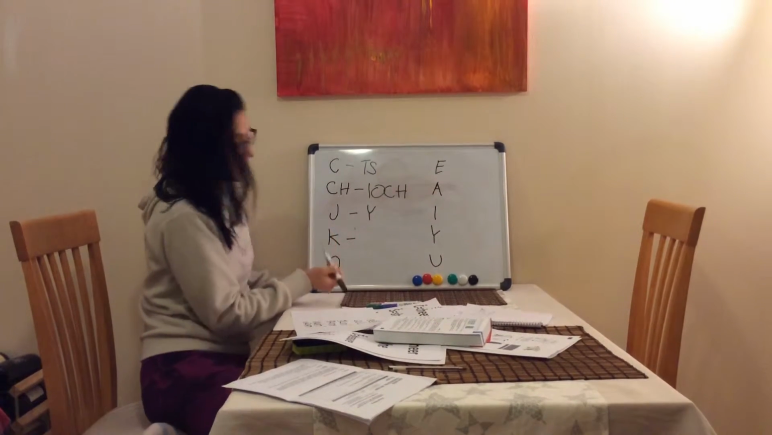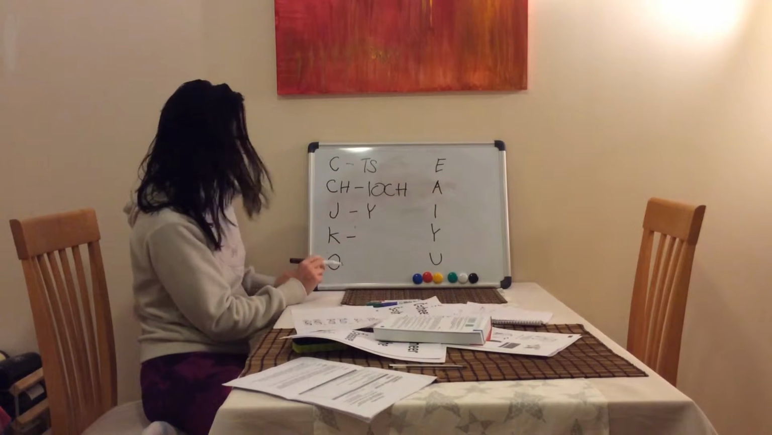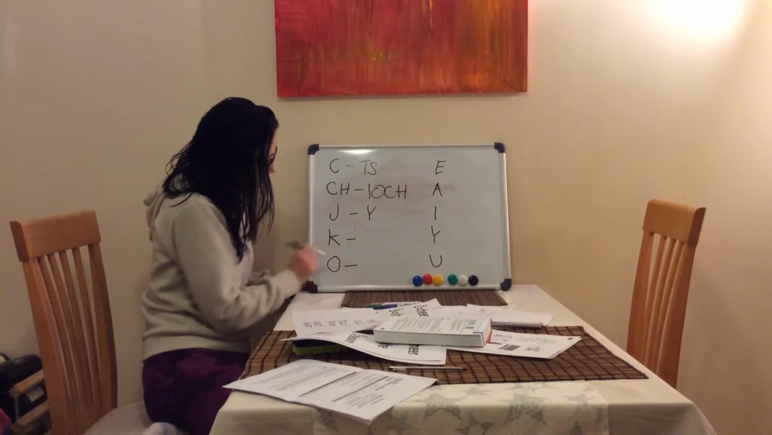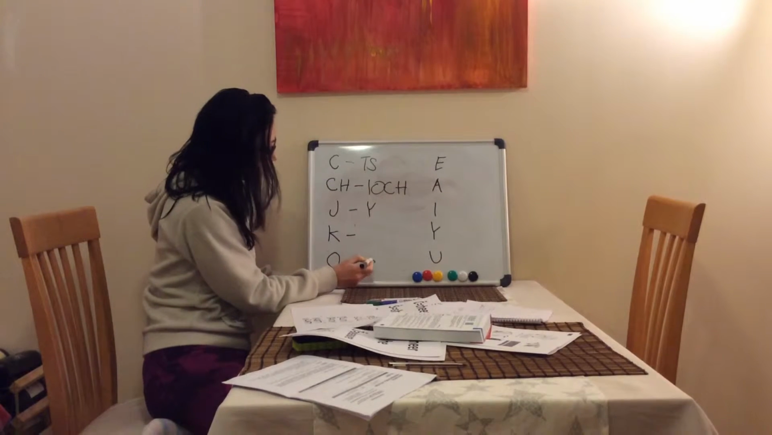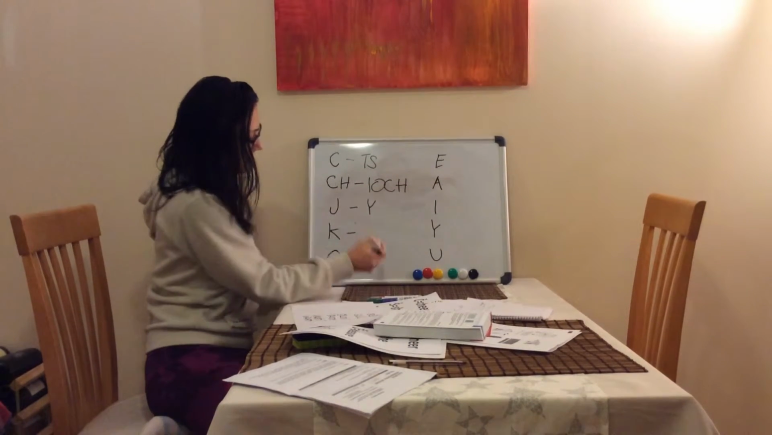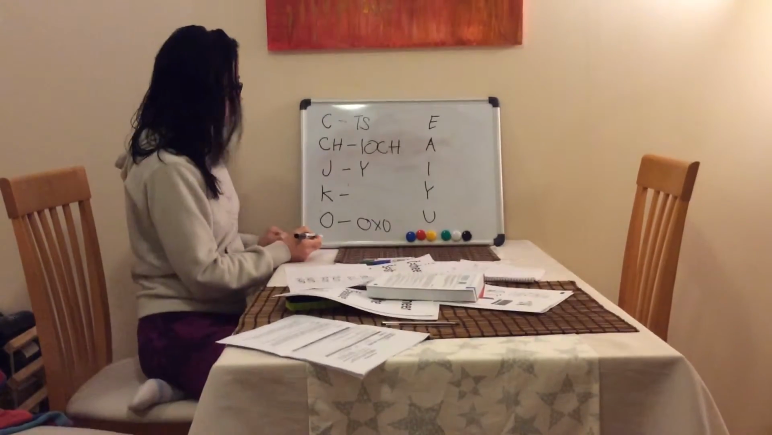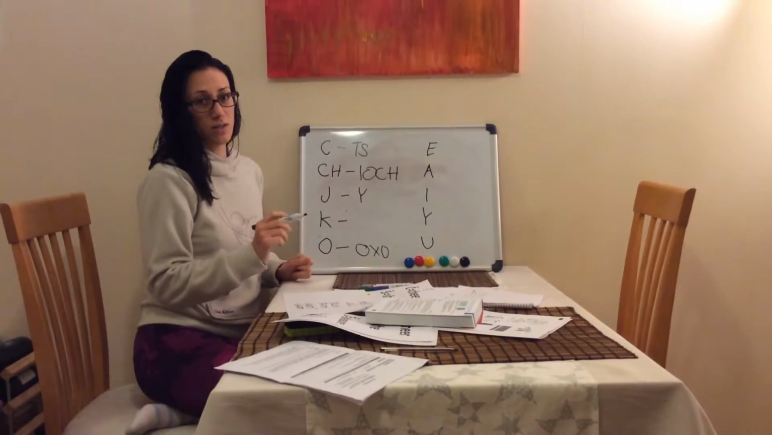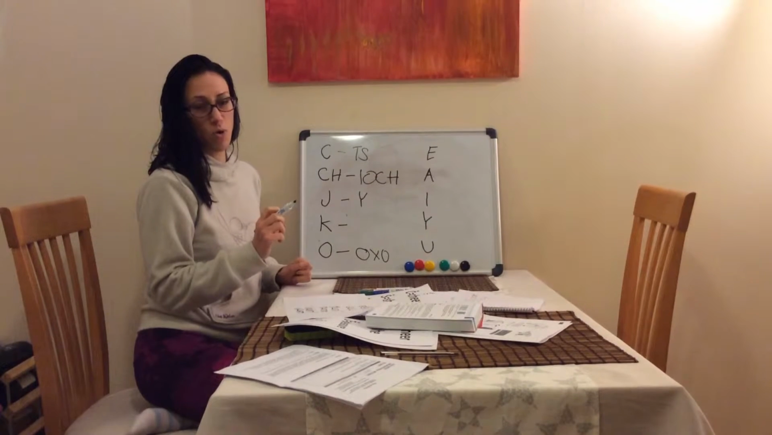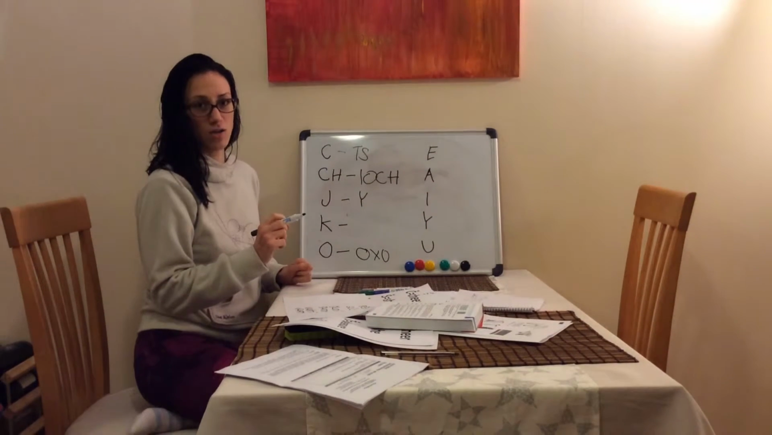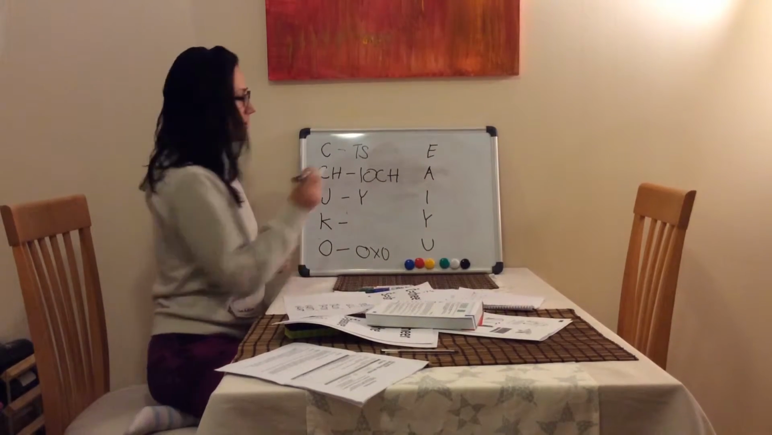K is pronounced as k, which is probably obvious. O is pronounced as o, as in, for example, OXO cubes. So it's no more Sharapova, it's Sharapova, ova.